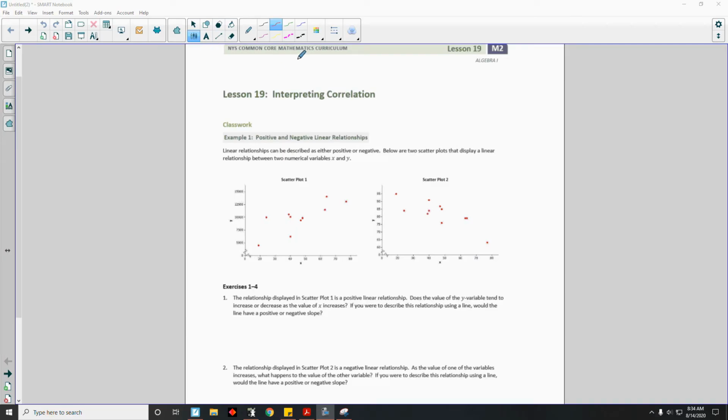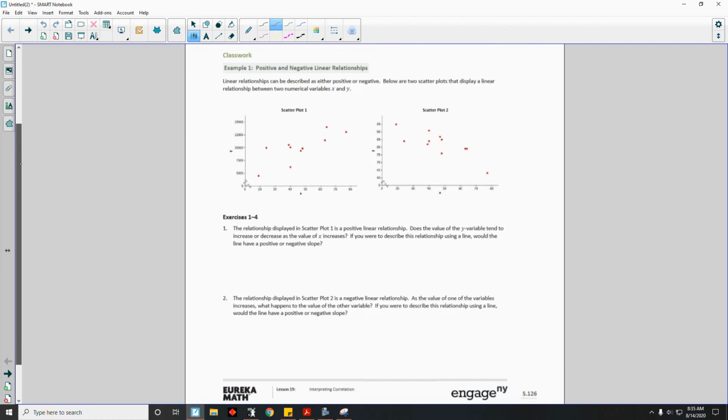Welcome to Lesson 19, Interpreting Correlation. Classwork Example 1, Positive and Negative Linear Relationships. Linear relationships can be described as either positive or negative. Below are two scatter plots that display a linear relationship between numerical values x and y.